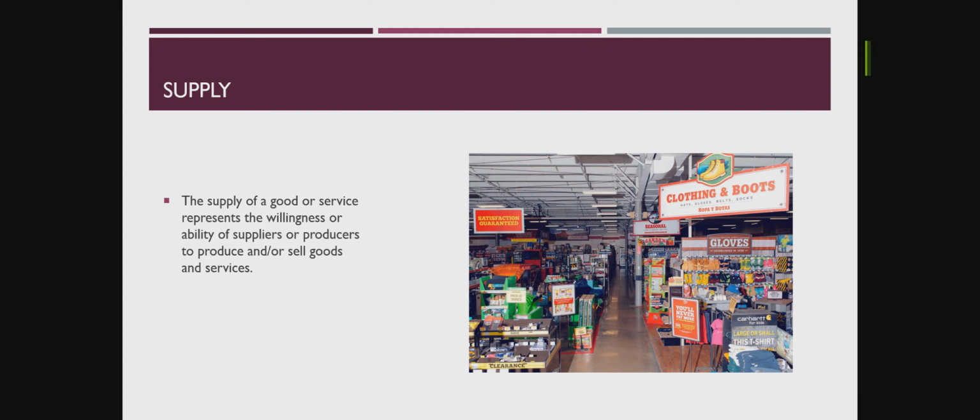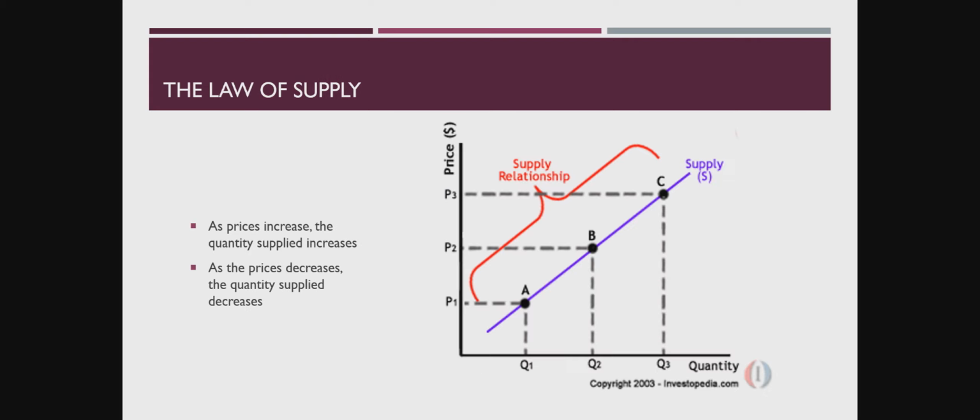Supply. The supply of a good or service represents the willingness or ability of suppliers or producers to produce and or sell goods and services. So the key word whenever we're talking about supply is the willingness and ability of suppliers to produce goods and services. So the law of supply is represented by this line here.